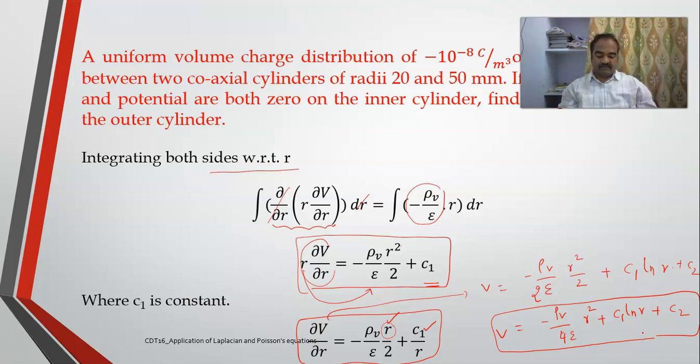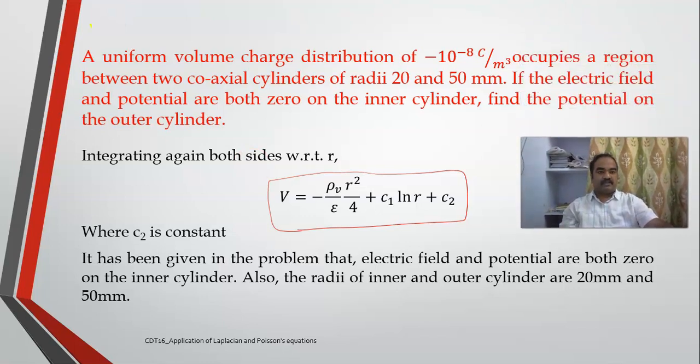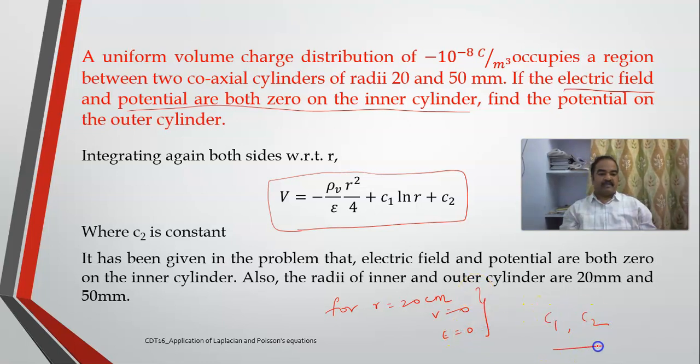Now I don't know the values of c1 and c2, and I'll apply the conditions which have been given. In the question it has already been mentioned that the electric field and potential are both 0 on the inner cylinder. So for the inner cylinder, r is equal to 20 centimeters, v is equal to 0 and e is equal to 0. I will employ these conditions to determine c1 and c2. Later on I will determine the potential on the outer cylinder. So two equations have been given to determine two unknowns, and we will try to solve that.